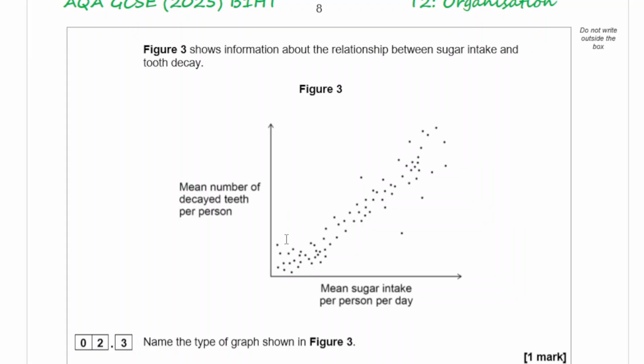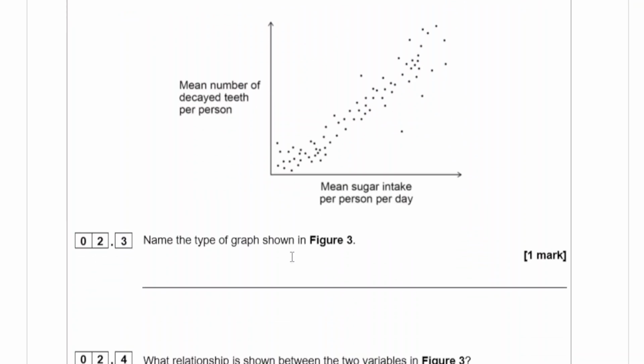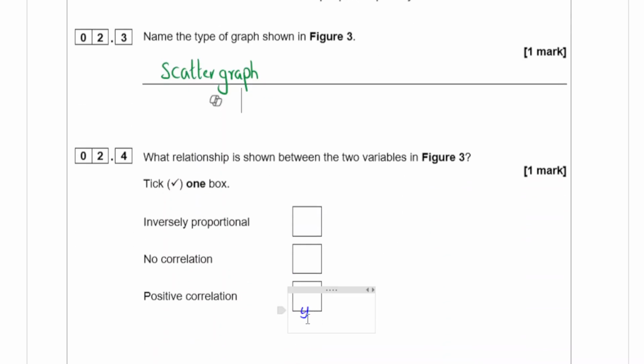Name the type of graph shown in figure 3. Is this a scatter graph? You can also call it a scattergram. What relationship is shown between two variables in figure 3? Inversely proportional would actually look like this. No correlation is where it's going like that. Positive correlation is when the line is actually going up. So it is positive correlation.